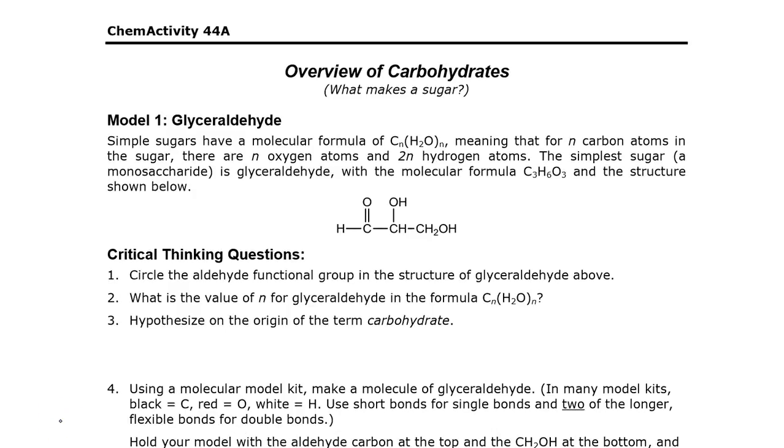So let's get started. Model 1, glyceraldehyde. Simple sugars have a molecular formula of CnH2nOn, meaning that for n carbon atoms in the sugar, there are n oxygen atoms and 2n hydrogen atoms. The simplest sugar, a monosaccharide, is glyceraldehyde with the molecular formula C3H6O3 and the structure shown below, which you can see here.